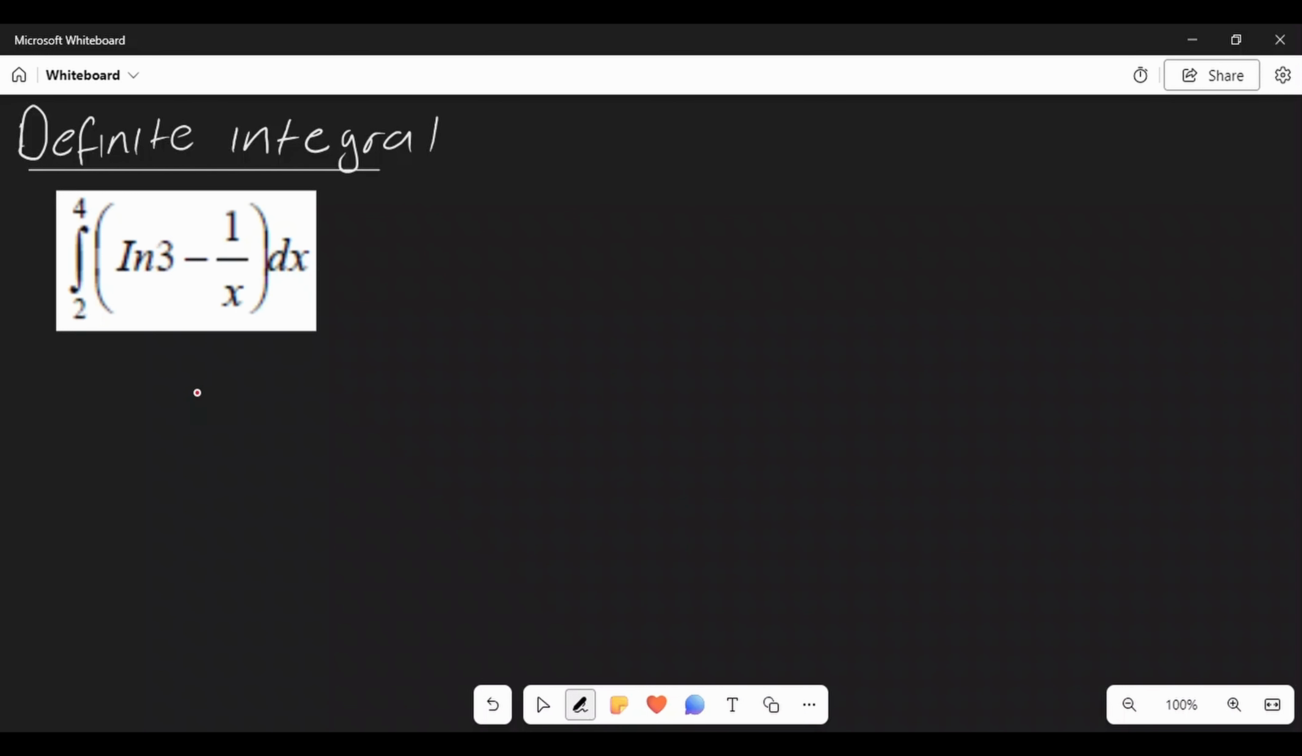Today in this video we'll be doing this definite integral that you see here. As you can see, this definite integral is not that difficult, but you can pause the video and do this problem. Let's see if you are able to get the right answer, and then you can check with the answer at the end of this video.